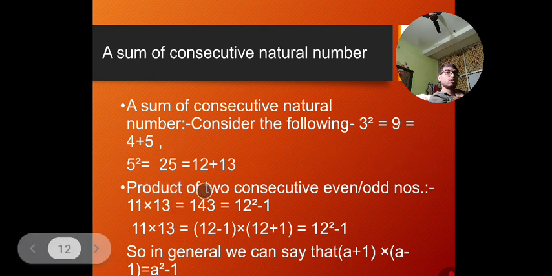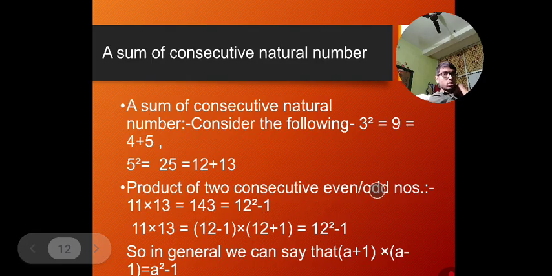5 squared is 25. So the sum of this would be 25. The sum of 13 plus 12 would be 25. The sum of 14 plus 11 would be 25.